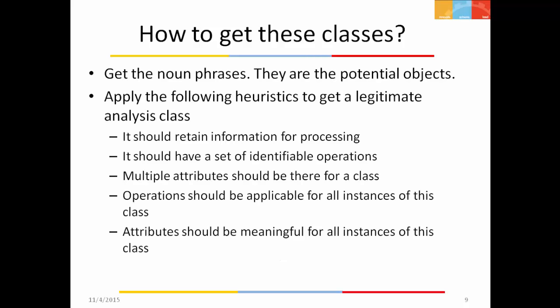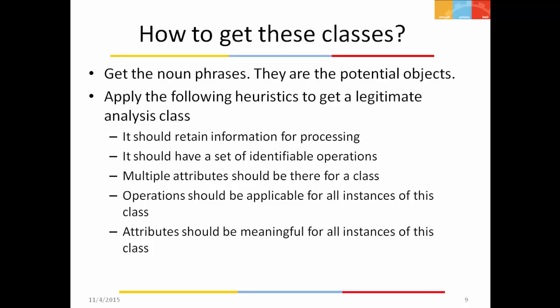Now you can apply a set of heuristics to get a legitimate analysis class. For example, it should retain some information for processing. These noun phrases are not just casual noun phrases, but they are doing some important activity. It is retaining the information for further processing. Then only it becomes an important analysis class. It should have a set of identifiable operations. They should implement certain operations, and you should be able to understand that by looking at those descriptions as well as noun phrases. For a particular class there should be multiple attributes. Without any attribute it is meaningless to have any analysis class.